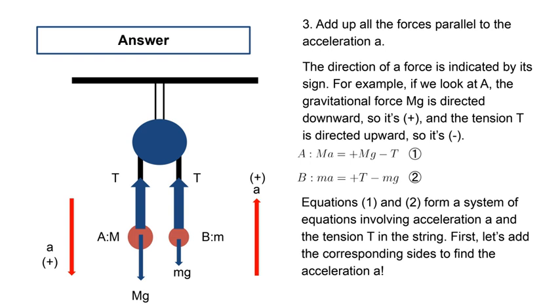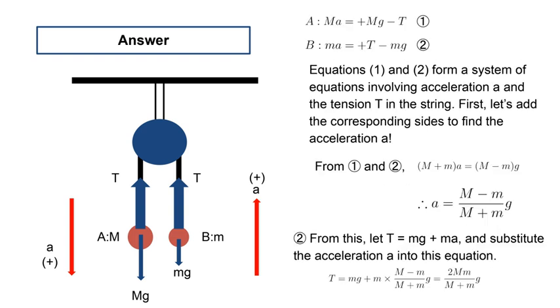First, let's add the corresponding sides to find the acceleration a. Combining 1 and 2 yields the following equation. Also, from 2, T equals mg plus ma, and we substitute the acceleration a into this equation.